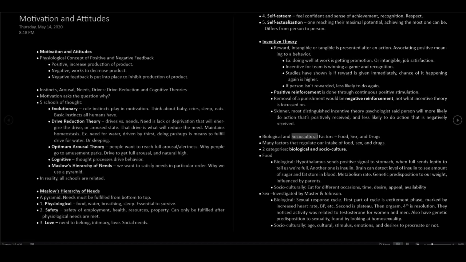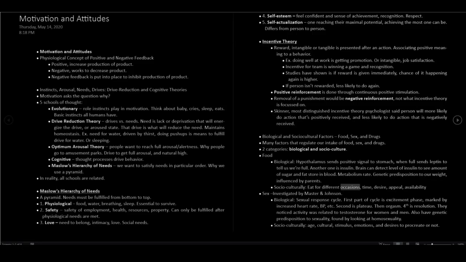Biological and sociocultural factors: food, sex, and drugs. Many factors regulate our intake of food, sex, and drugs, in 2 categories, biological and sociocultural. Food, biological: the hypothalamus sends a positive signal to the stomach, and when full, leptin tells us we're full. Another is insulin: the brain can detect the level of insulin to see the amount of sugar and fat stored in the blood. Metabolism rate and genetic predisposition to our weight are influenced by parents.